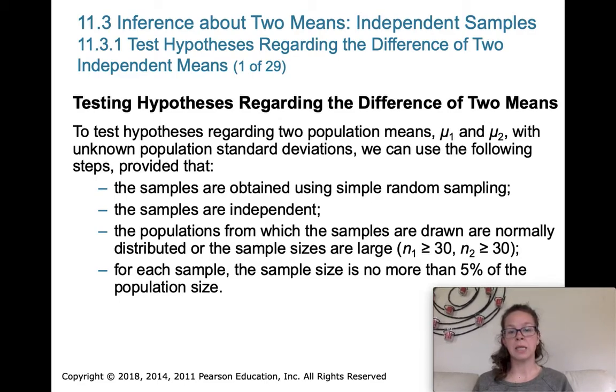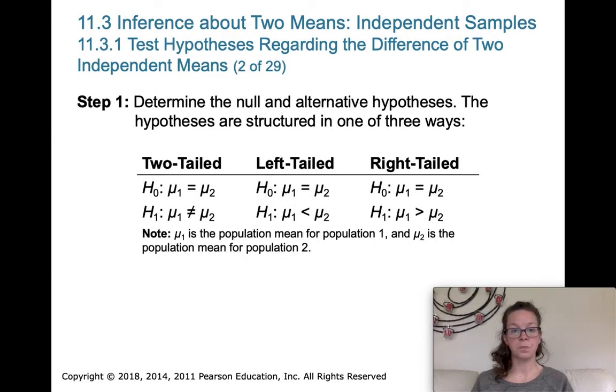We need, again, them to be normally distributed or at least a sample size of 30. But we also need them to not be too big. It's that Goldilocks, not too big but not too small. We can't have our sample be more than 5% of the population.